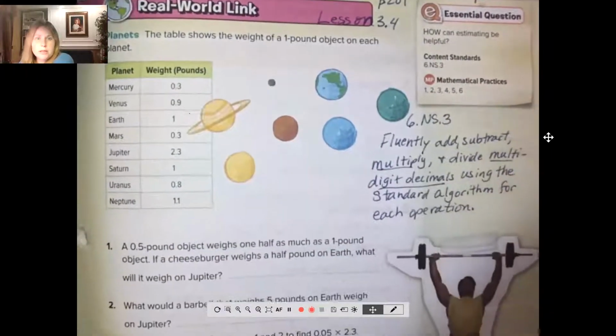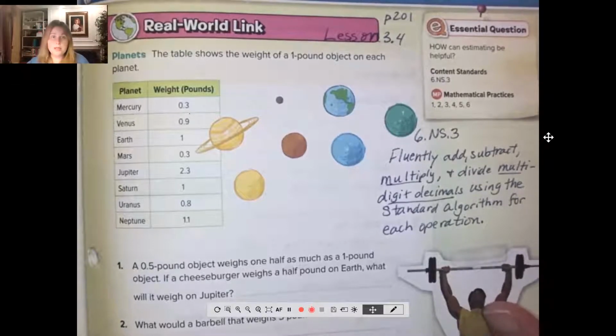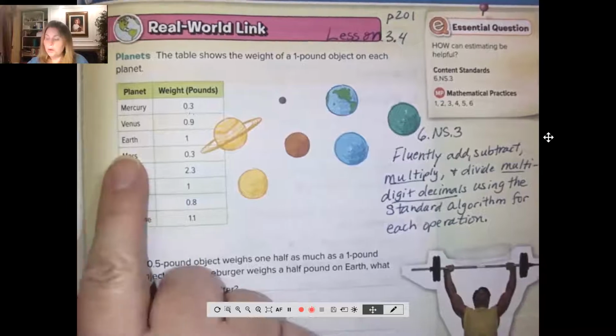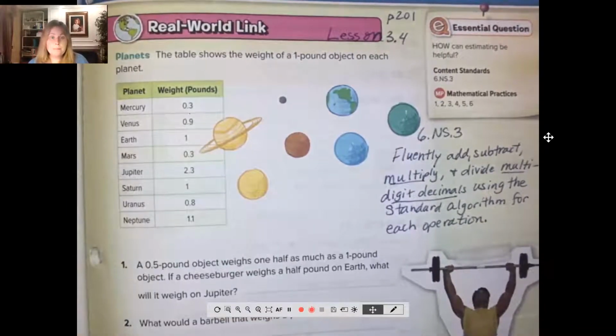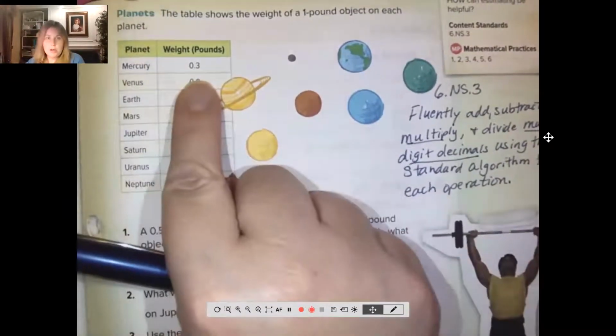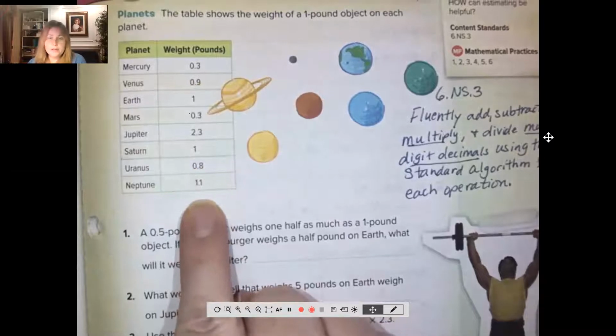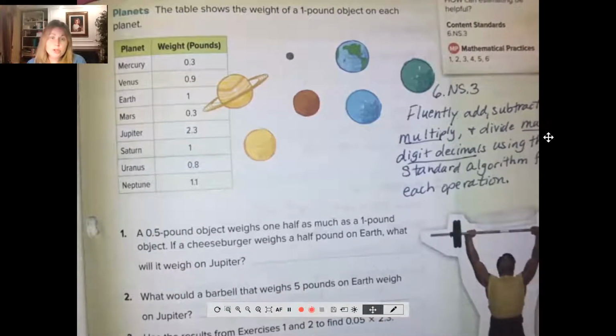So we are looking at a science example with the planets. The table shows the weight of a 1 pound object on each planet. On Earth, that's our 1 pound reference, and then we can see how much that 1 pound object will weigh on all of the different planets. Number 1 asks us a question about a cheeseburger.